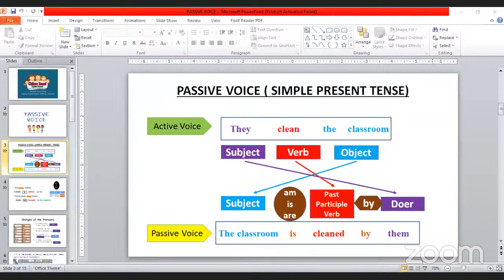Okay. A letter is written. She. Subject becomes doer. The letter is written by her. Okay, now let's go to the next sentence. The students bring books. Right. Can you make this into passive voice?